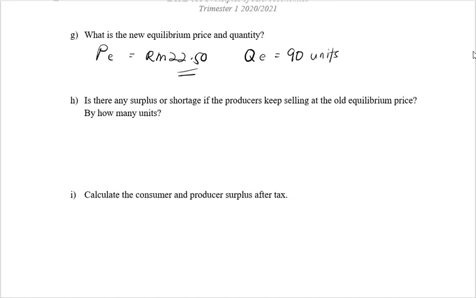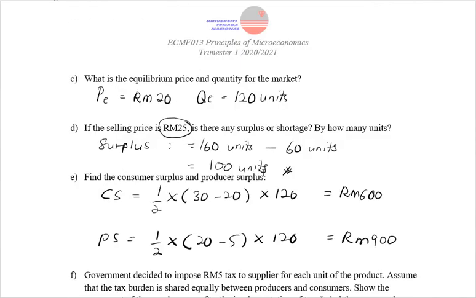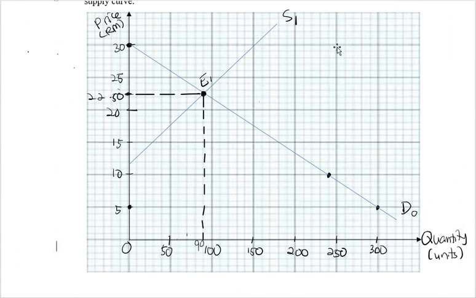Okay, now let's look at question H. Question H requires you to determine whether there is a surplus or shortage if the producers keep selling at the old equilibrium price. Okay, so the old equilibrium price was RM 20, and the new equilibrium price after tax is RM 22 and 50 cent. So if you look at the graph, okay, I have cleared the graph, so there is no longer S0, just to make it clear for you.